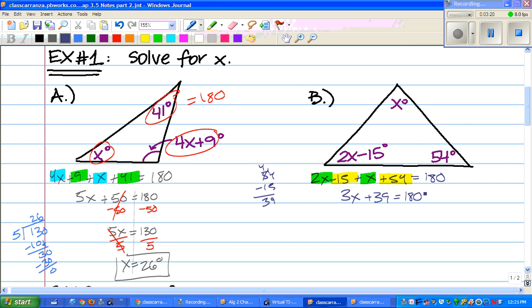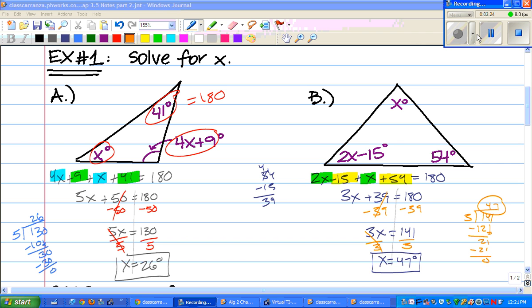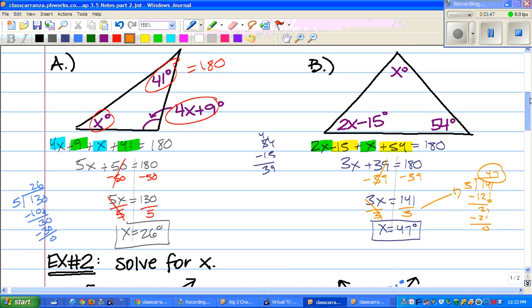All right, let's pause the video, see if you guys can solve this. Alrighty, so I subtracted both sides by 39, and you get 180 minus 39 is 141. Divide both of those by 3. Now, I didn't know what 141 divided by 3 was off the top of my head, so I did the side work right over here, and I ended up getting 47. And remember that that's 47 degrees.